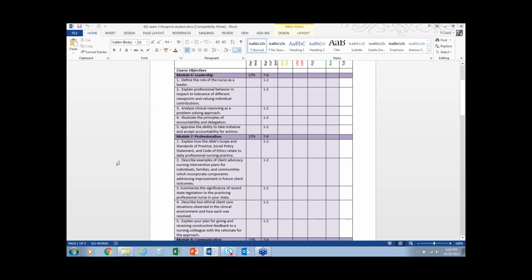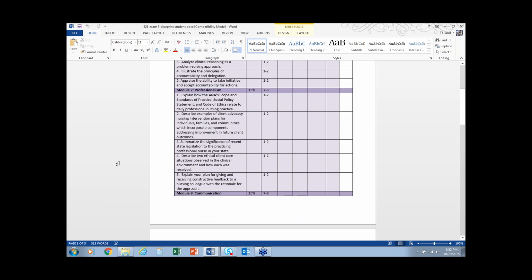Okay, so the next module is Module 7, and is talking about professionalism. This one is pretty easy, but it's pretty encompassing. It's actually kind of hard to explain what professionalism means, just like it's kind of hard to explain what nursing does. What is it that nurses do? So let's talk about professionalism for just a minute.